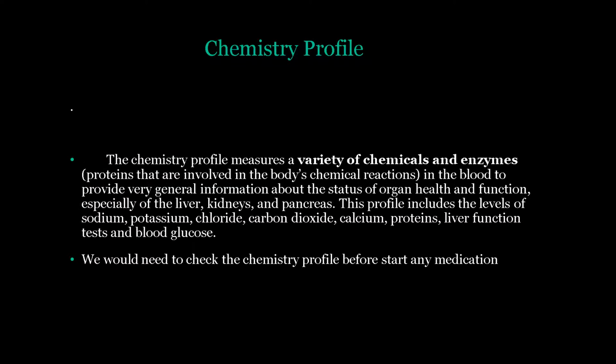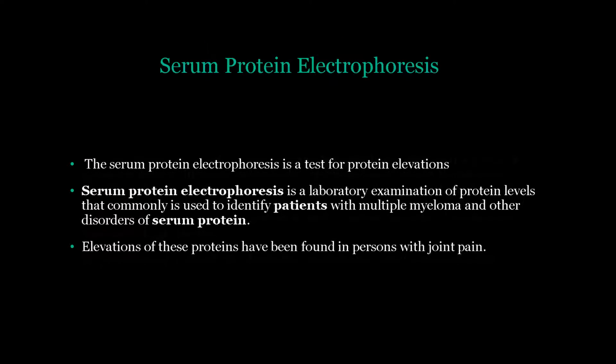The chemistry profile. The chemistry profile measures a variety of chemicals and enzymes in the blood to provide very general information about the status of organ health and function, especially the liver, kidneys, and pancreas. This profile includes levels of sodium, potassium, chloride, carbon dioxide, calcium, protein, liver function tests, and blood glucose. We would need to check the chemistry profile before starting any medication.